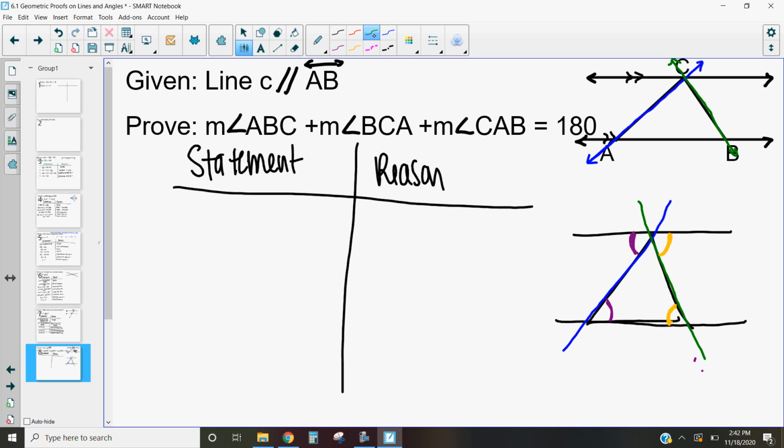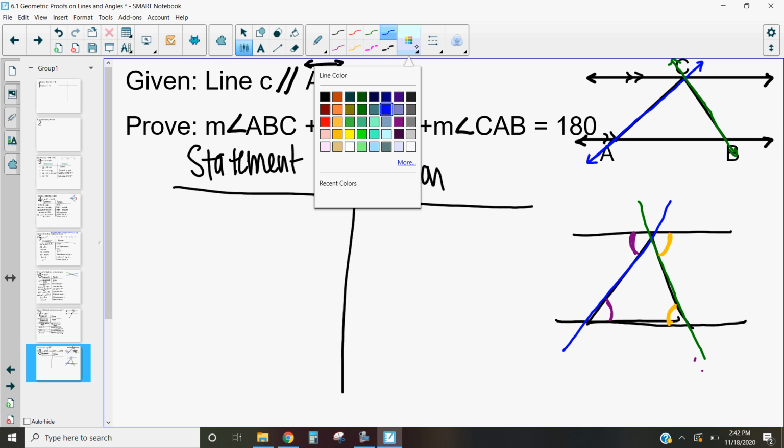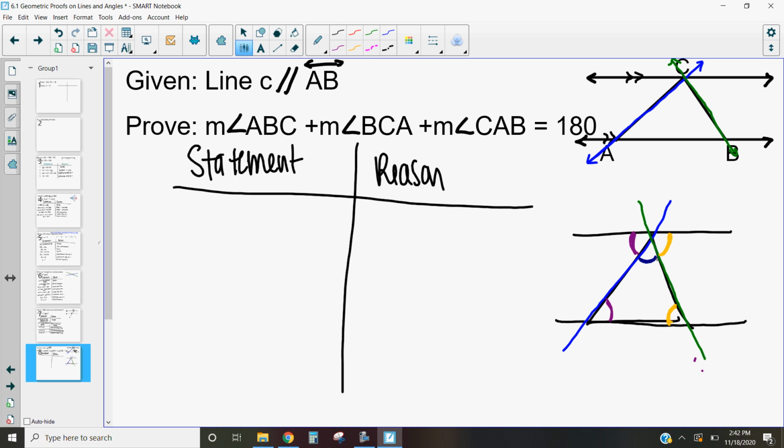Lastly, let me pick a new color here, blue. This dark blue angle here, plus the purple one, plus the orange one equals 180. Why? Well, they're a linear pair. So if the purple one plus the navy blue one plus the orange one equal 180, and the purple one's the same as the purple one in the bottom corner, and the orange one's the same as the orange one in the bottom corner, then doesn't that mean that all those angles are also 180 because they're equal? Well, that's what we're trying to prove. So we can logically see that this will work.